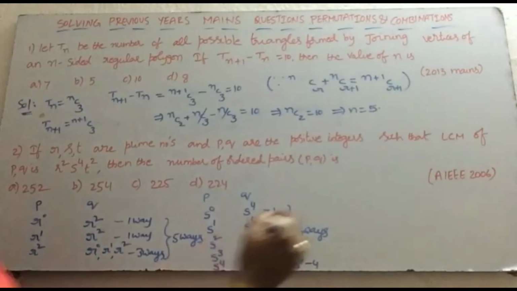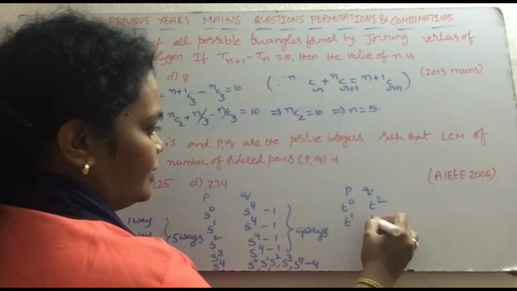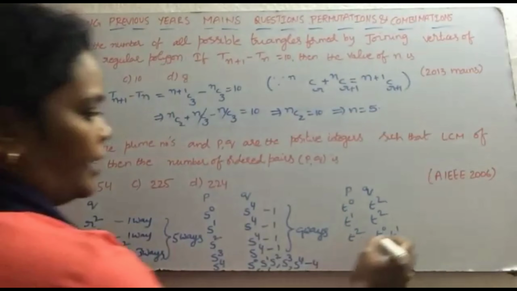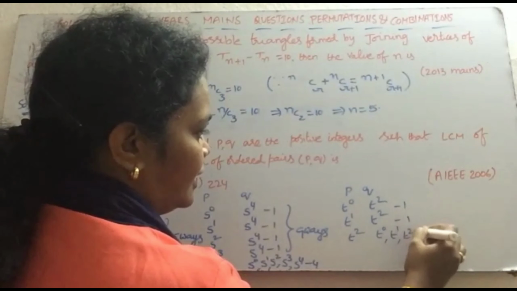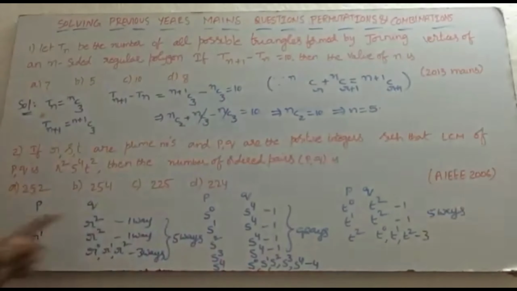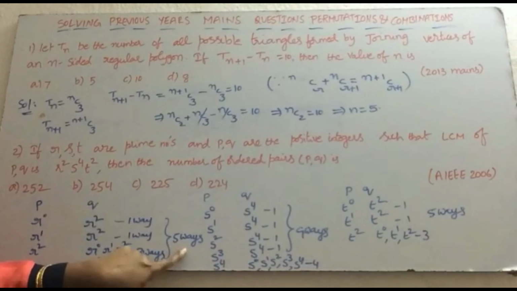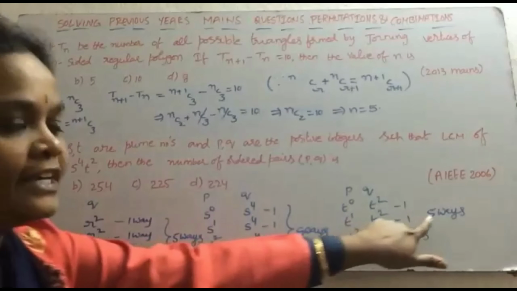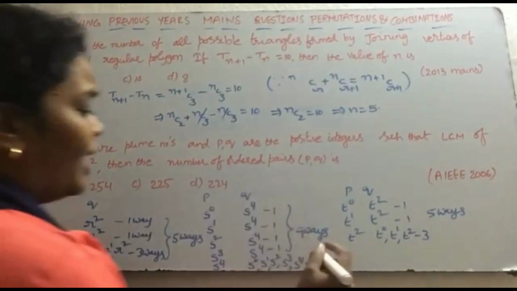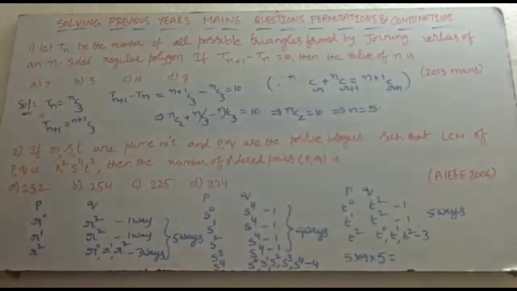Similarly for T also, T power 0 with T square, T power 1 with T square, T square with T power 0, T power 1, and T square also. So 1, 1 and 3 ways, here also 5 ways. So for R 5 ways, for S 9 ways, and for T 5 ways. So the total number of ordered pairs is 5 into 9 into 5.